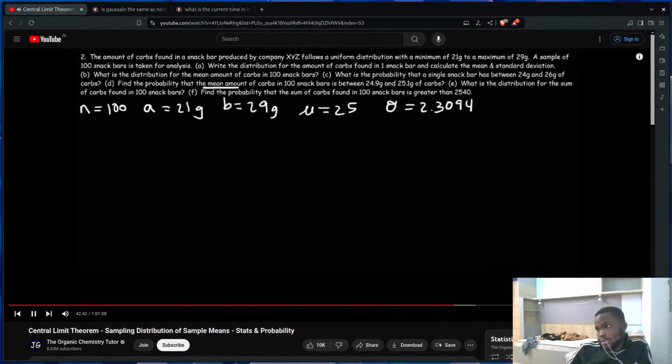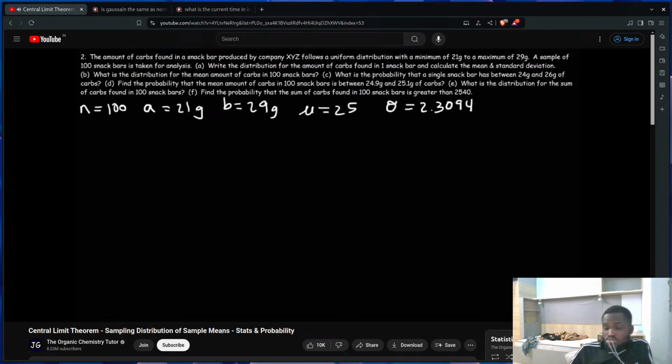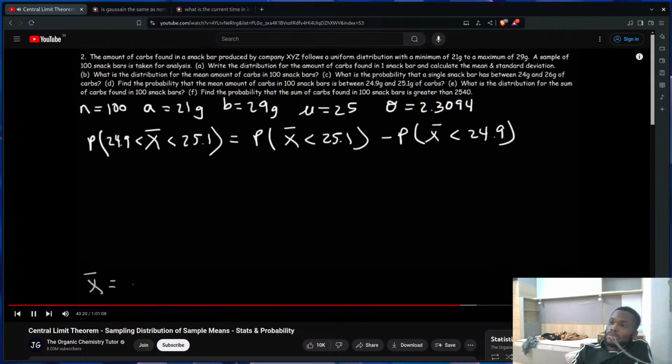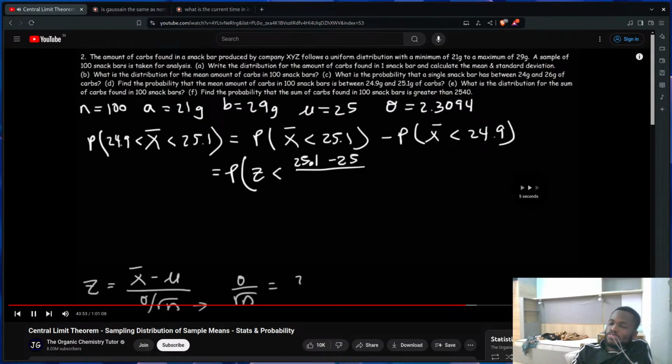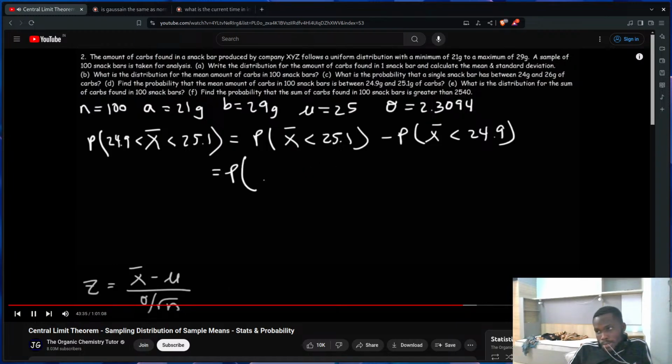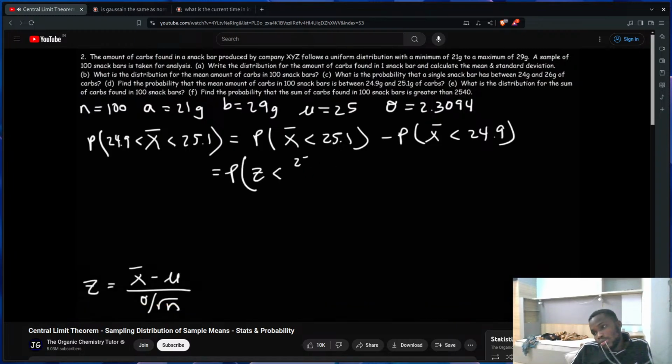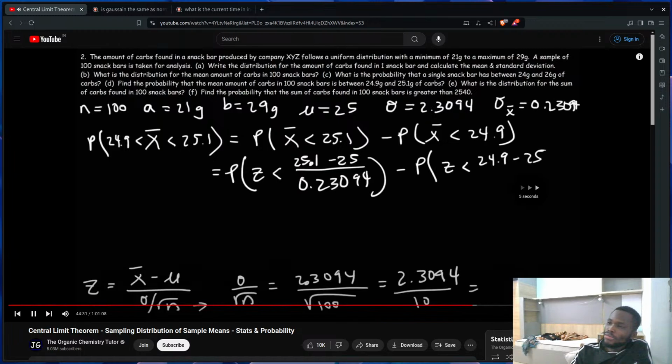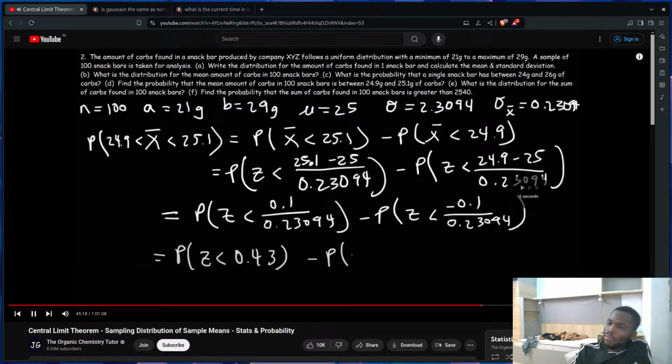So now we're dealing with the sampling distribution of the sample means, and it's going to have the shape of a normal distribution. So z is less than x bar, which is 25.1, minus the mean of 25, divided by the standard error. Now let's go ahead and get this value. So sigma over the square root of n, the standard error.